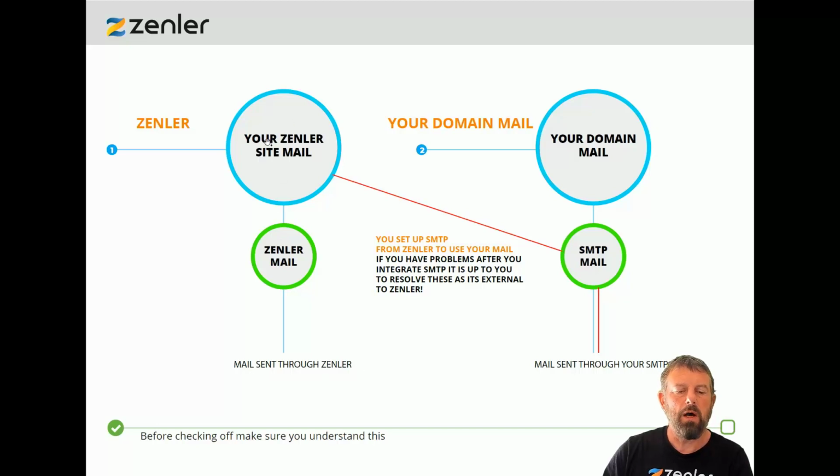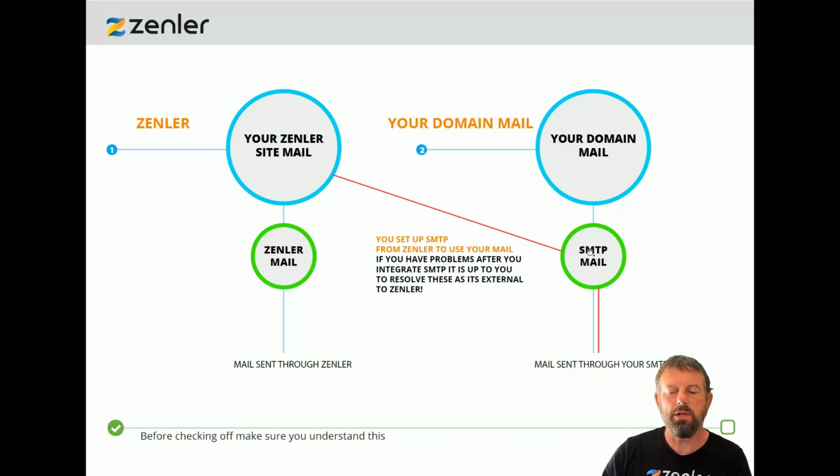Now, if you decide to use SMTP in the integrations, it will bypass Zenler Mail and it will shoot across to your SMTP mailbox on your domain, and it will send out through that. Now, obviously, if it's misconfigured, then there will be no connection between this and your SMTP server, and your mail will not go out. So you set up SMTP for Zenler to use your mail. If you have problems after you integrate SMTP, it's up to you to resolve these, as it's external to Zenler. So you need to make sure this works, and if it works correctly, then it will go through here and it will go out.